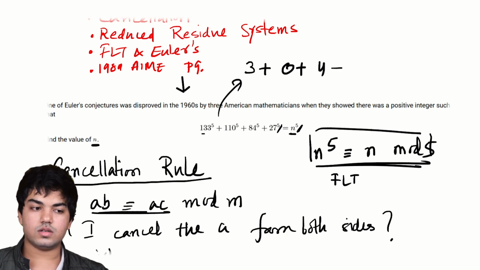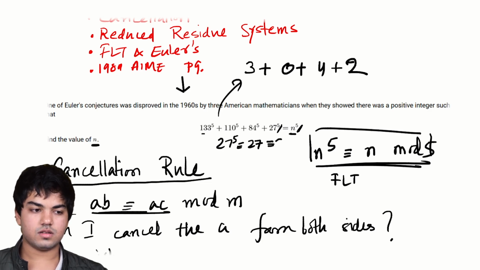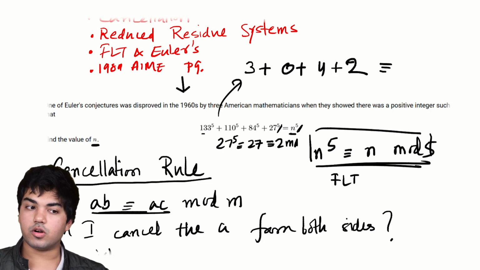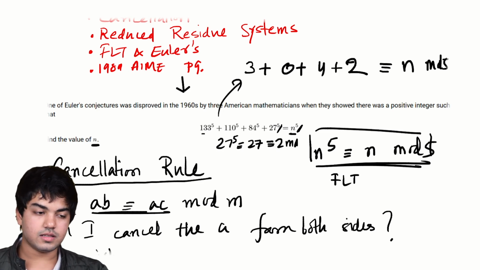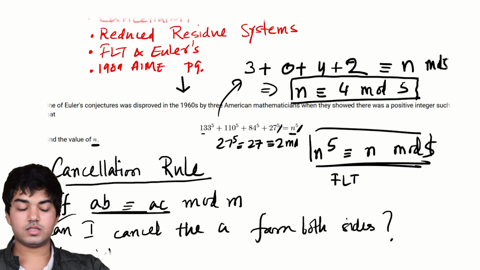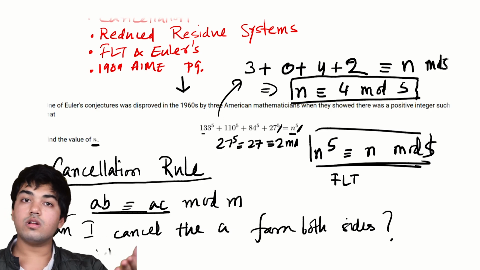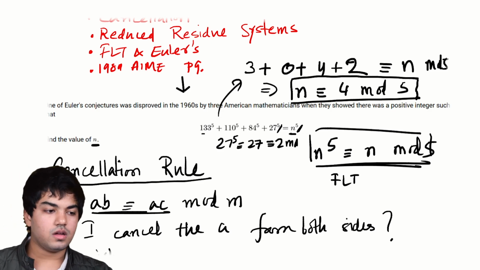Plus 2, right? 27 to the 5 is congruent to 27 mod 5, which is congruent to 2 mod 5. The right side is congruent to what? n mod 5, right? Why? Because n to the 5 is congruent to n mod 5. This tells me that n is congruent to 4 mod 5. So we have a piece of data about n. We started with nothing at all, and now we know something about n. It's a very specific thing: that n is congruent to 4 mod 5.